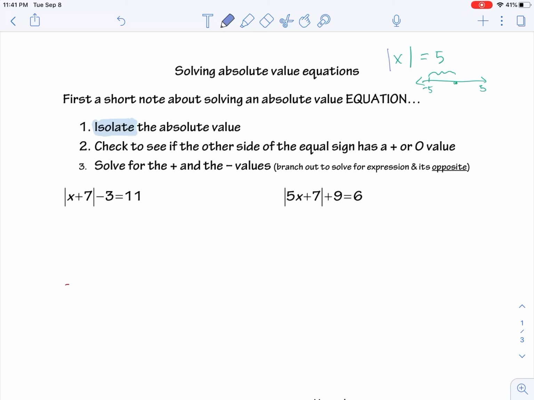We're going to be learning about some absolute value equations today and how to solve them. You want to recall that absolute value is just a distance from zero.